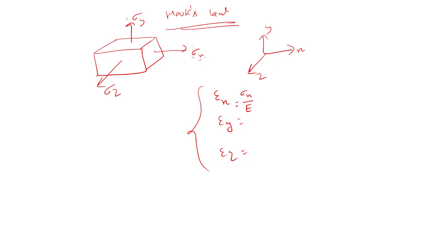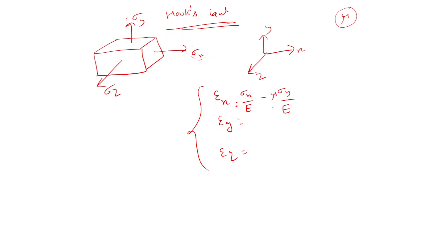Sir, how much is the change in the lateral dimension? Here, due to y, it is the lateral dimension. So here the Poisson ratio will come into the picture, right? Yes, sir. So what would be the formula for that? Minus mu sigma y by E.